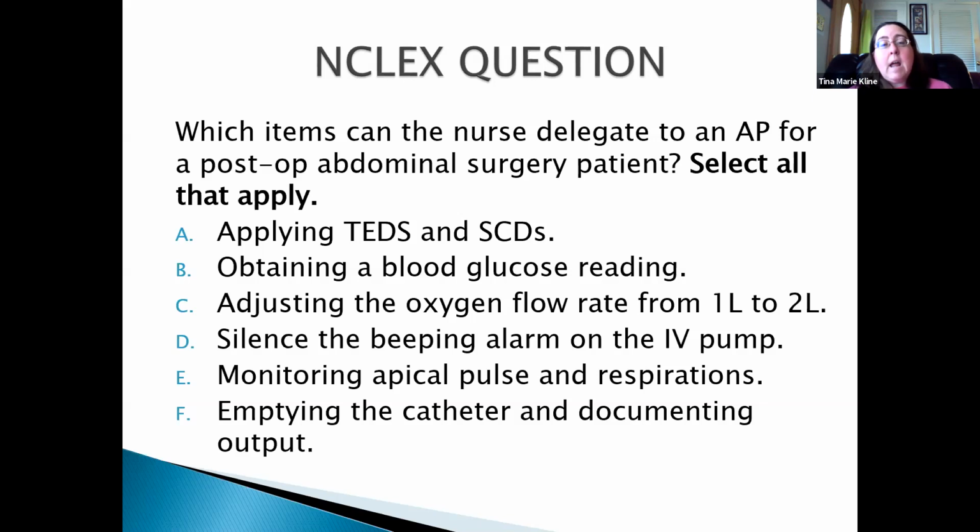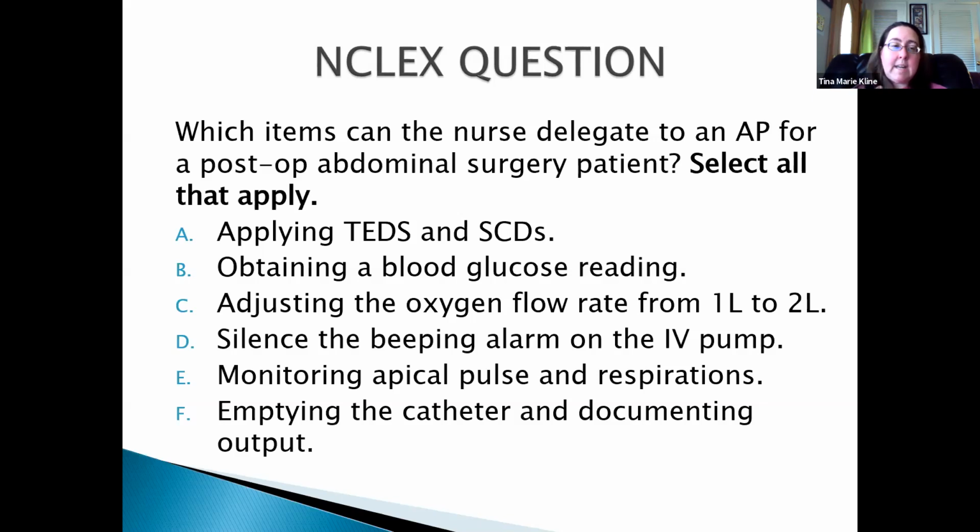Okay, this is the AP right out of that class. They are not taught to do apical pulse. They're not expected to do apical pulse. So right there, I don't want to delegate that. Plus that word monitoring. So E is a no-no. So right now I have, for yeses, I have A and B.